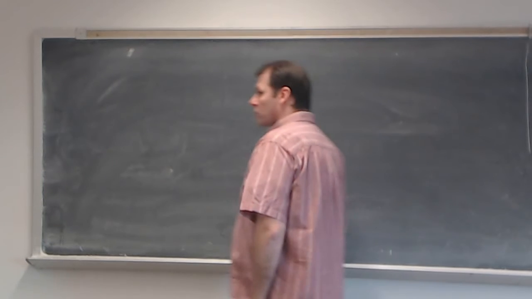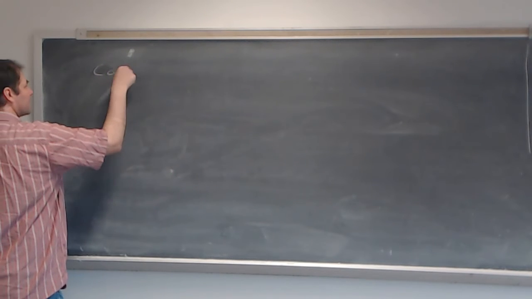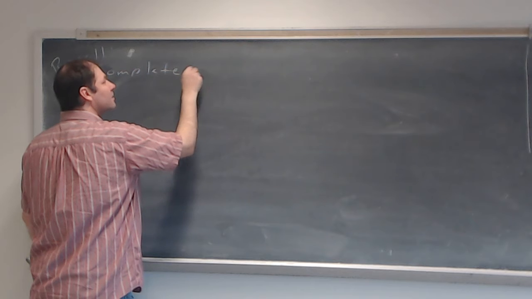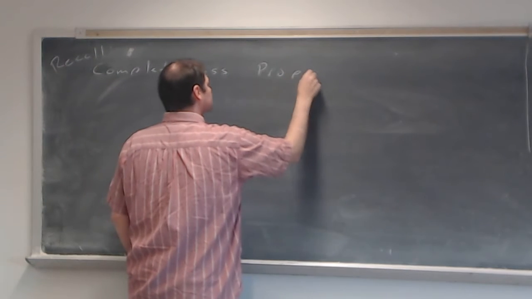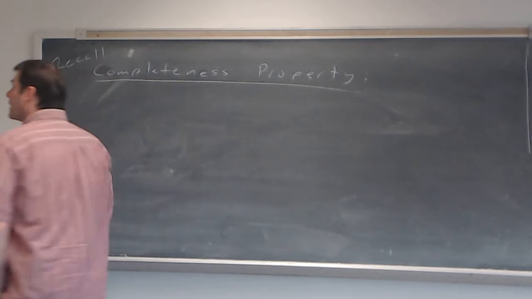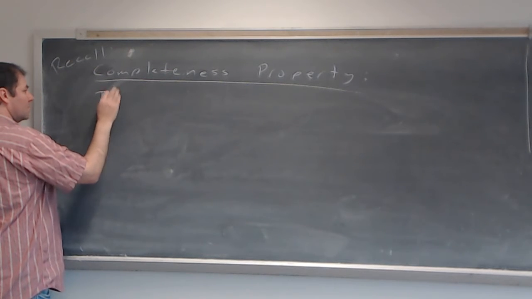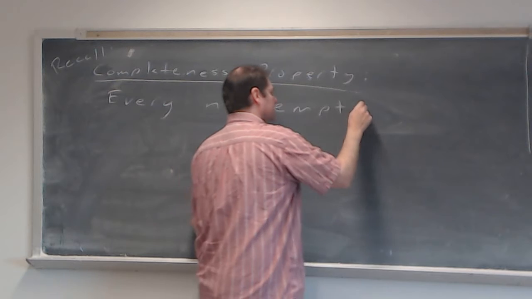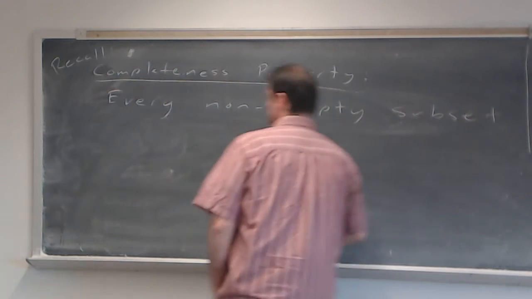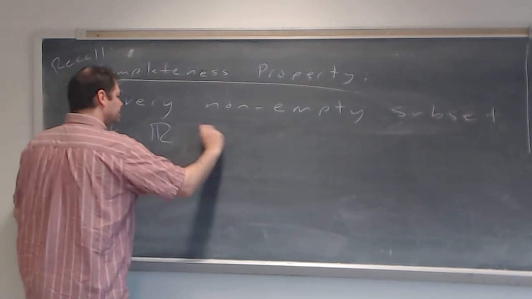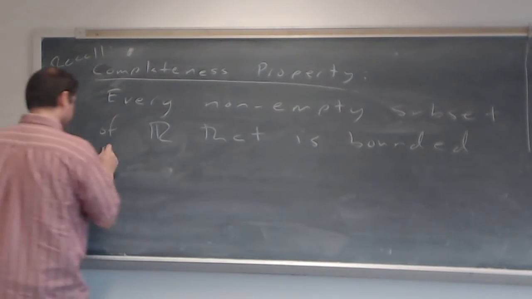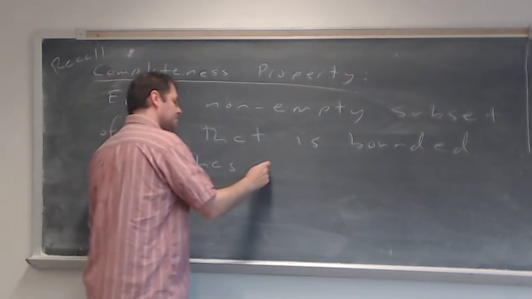And where we were was that we had stated the completeness problem. So here's a recall. The completeness problem says the following: every non-empty subset of R that is bounded above has a supremum.